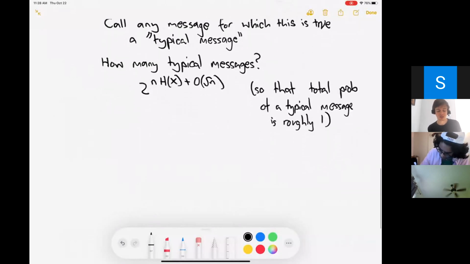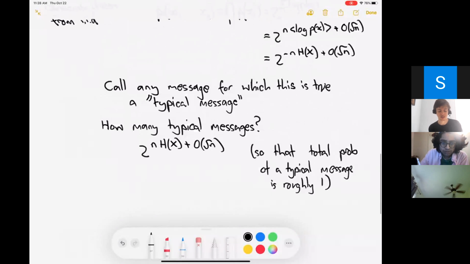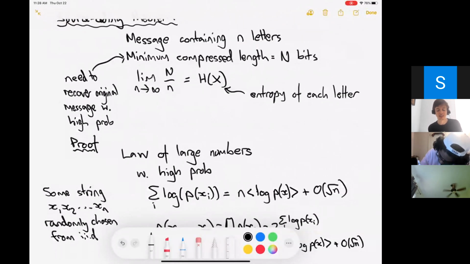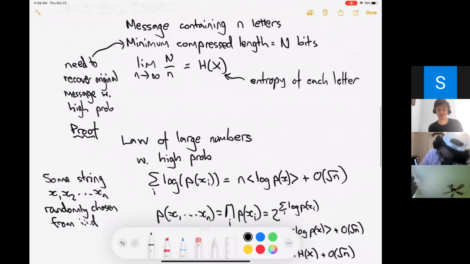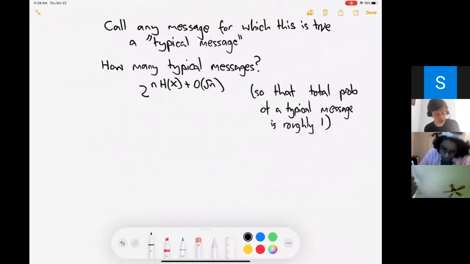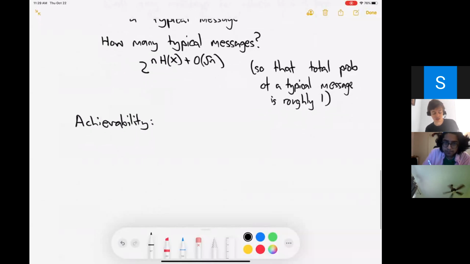Now we can show the claim above, that the minimum length of the message is little n times the entropy per letter. We're going to first show achievability, that you can send a message of that length, which compresses the thing we want. That is, if big N over little n is greater than H(X), then compression is possible.